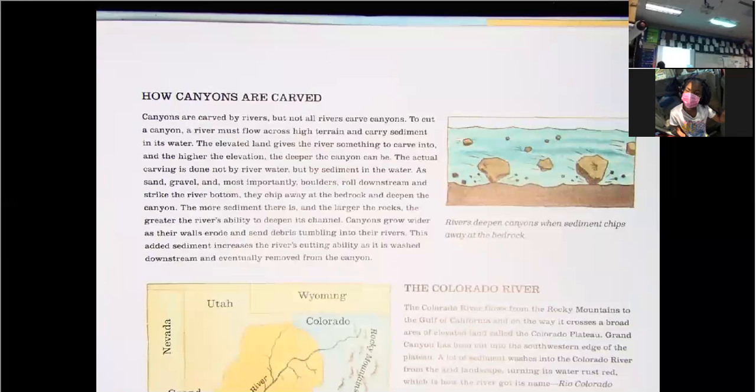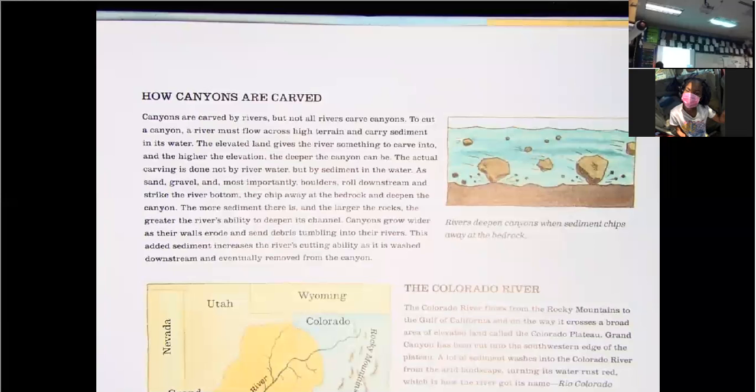To cut a canyon, a river must flow across high terrain, which means land, and carry sediment in its water. The elevated land gives the river something to carve into. And the higher the elevation, the deeper the canyon can be.